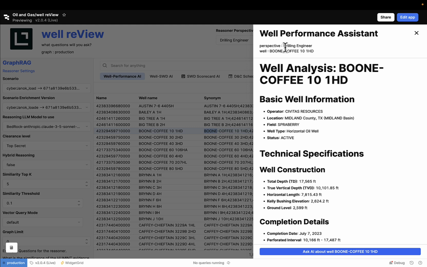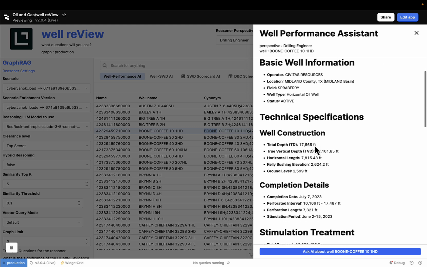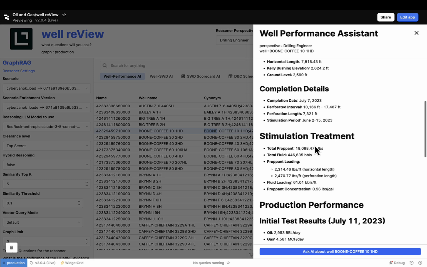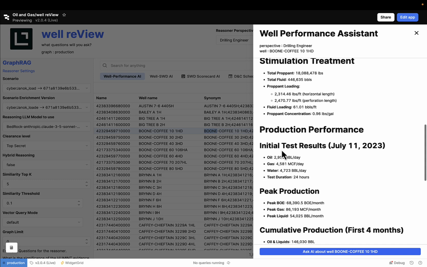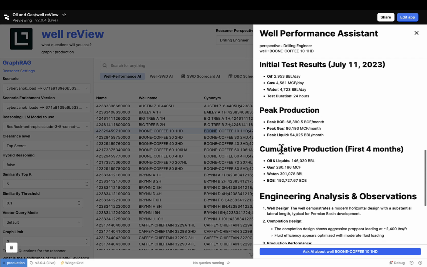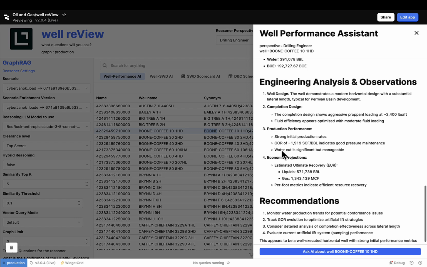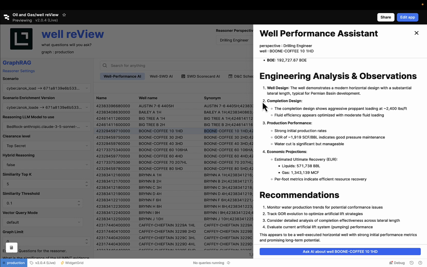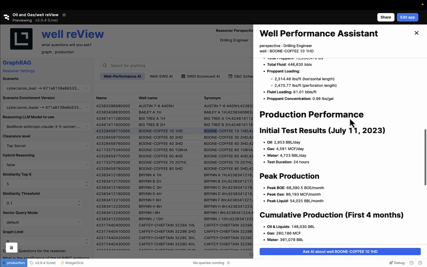So in this first case, we're looking at this Boone Coffee well from a drilling engineering perspective. And it gives you basic well information, well construction, completion, stimulation. So a lot of detail that would probably be interesting to a drilling engineer. It comes in with recommendation, engineering analysis, and observations. So quite a bit of detailed technical information.